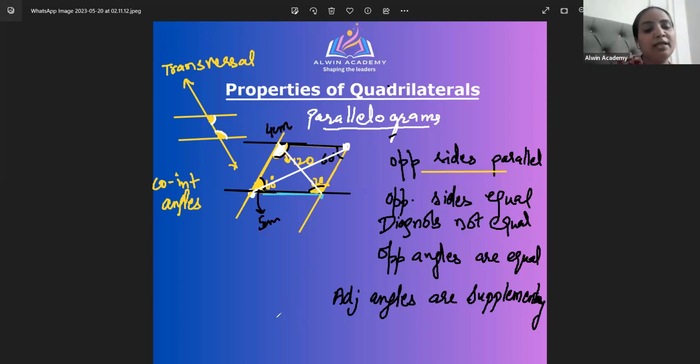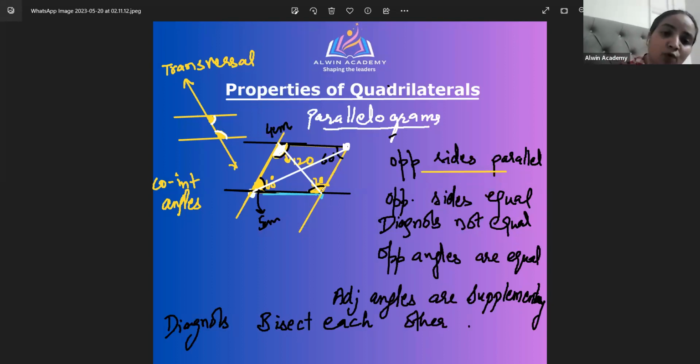The next property that I'm going to discuss with you is diagonals bisect each other. Bisect each other means, if this is 4 centimeters, this portion has to be 2 centimeters and this will also be 2 centimeters. Got it or not? Bisecting means cutting into two equal halves, right?